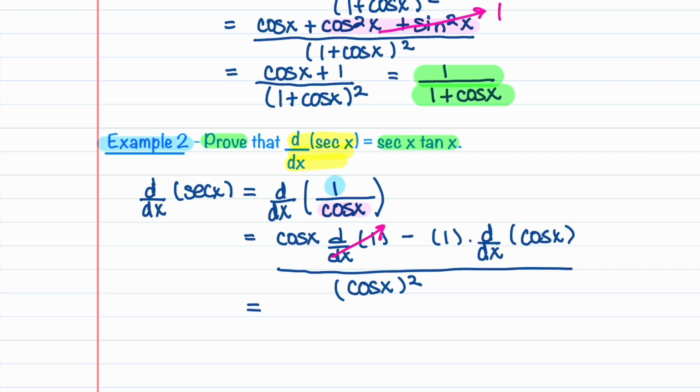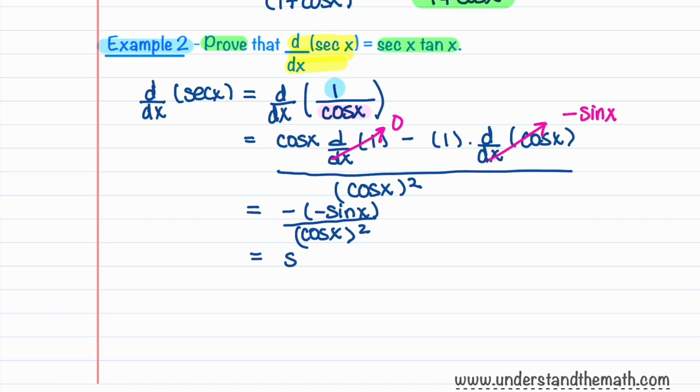The derivative of 1 is equal to 0, and the derivative of cosine x is minus sine x. So this gives us minus sine x, all divided by cosine x squared. So this is sine x divided by cosine x squared. Let's go back up here to the top. I'm going to put a red check here. We are looking for our answer to be secant x tangent x.